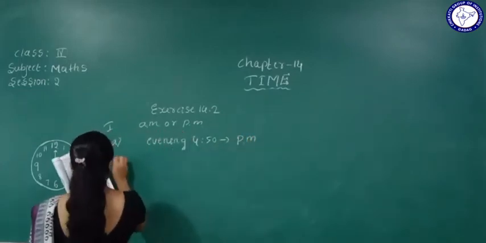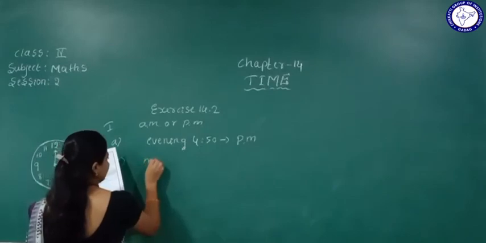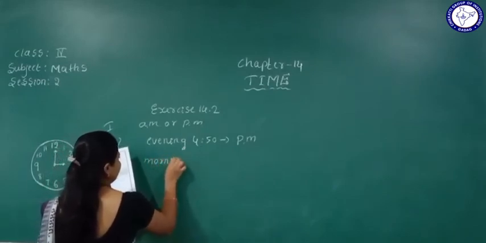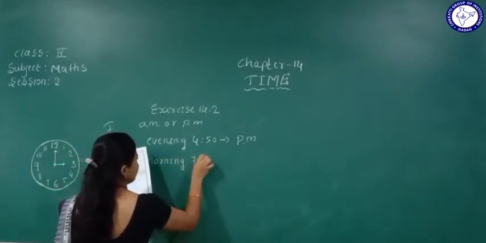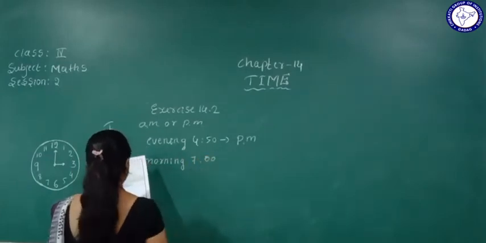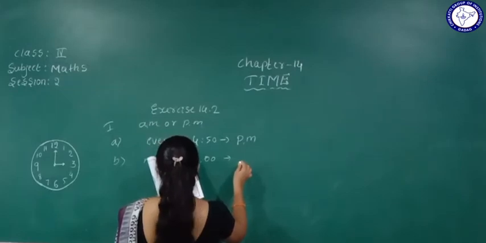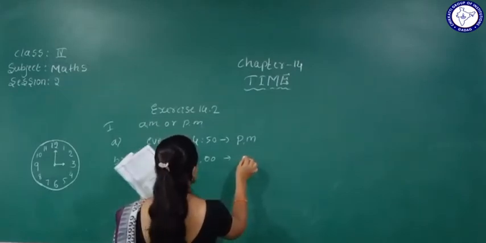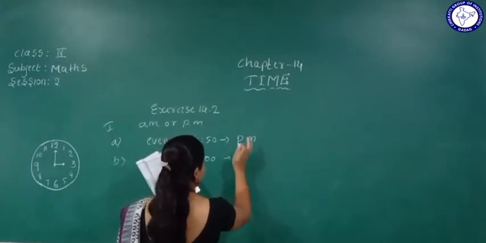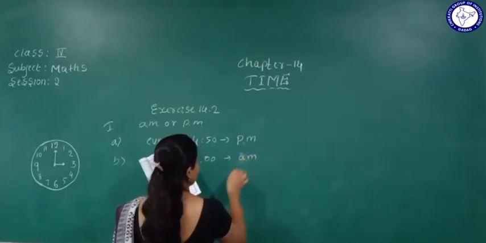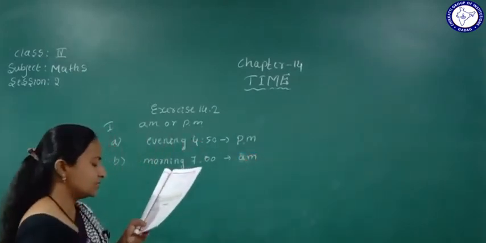Next, morning 7 o'clock. Morning 7 o'clock means how will we write it here? So we will write AM. That is AM.